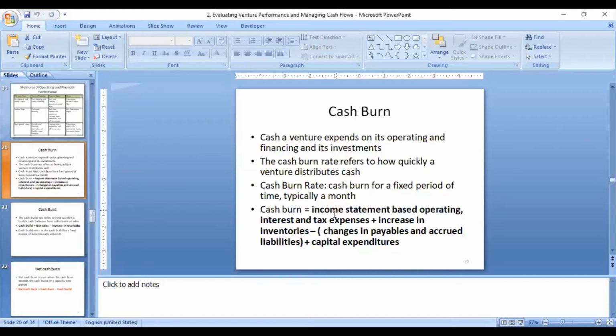So this is a simple equation to estimate the cash burn: income statement based operating, interest and tax expenses, plus increase in inventories, minus changes in payables and the accrued liabilities, and you also have to adjust for the capital expenditures. If there is an increase, you have to deduct; if there is a decrease, likewise you adjust the capital expenditure. So this is the formula. We can calculate it as a rate just by dividing by the number of days in the month. That is the cash burn rate. Normally we calculate the rate of cash burn.